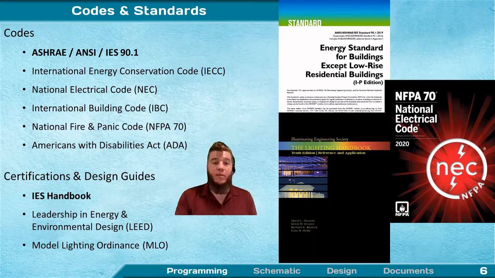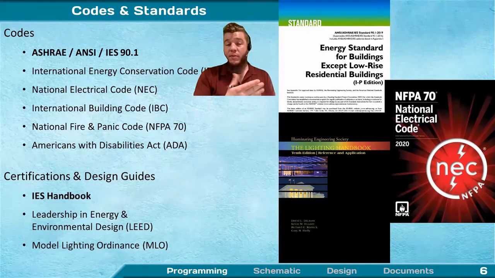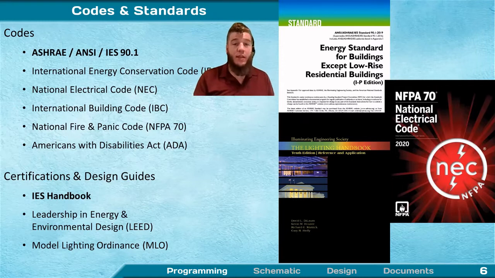The first one is ASHRAE 90.1. That's what the cover looks like there. This is available online. So in your project files, I'll include a link to guide you to the ASHRAE website where you can download a copy of the latest version of ASHRAE 90.1 for free. Now, this is an energy code that sets limits on how much lighting power you can use. We'll take a look at that in just a moment.